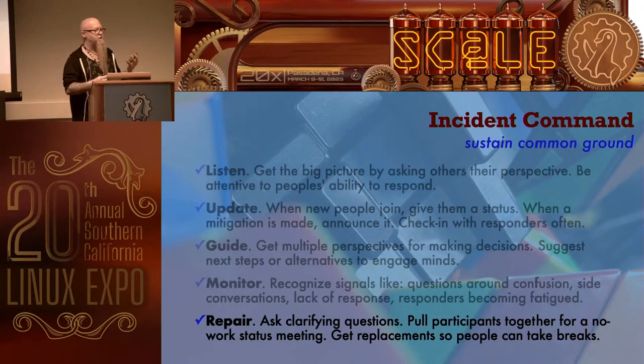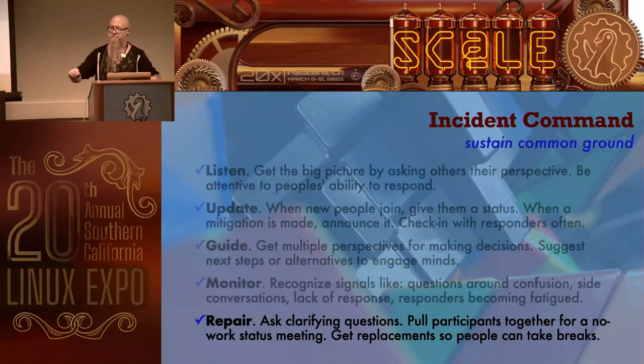So what do you do when you monitor and you see these things? You can try to repair them. You can, like I said, ask questions and get the conversation going. You can even just say, okay, everyone stop. I realize that we're in a bad place, the incident's still going, but we don't know what we're doing. So everyone put your pencils down, close your laptops, and we're going to talk about what's happening. We're going to resync, we're going to recalibrate. That's okay.